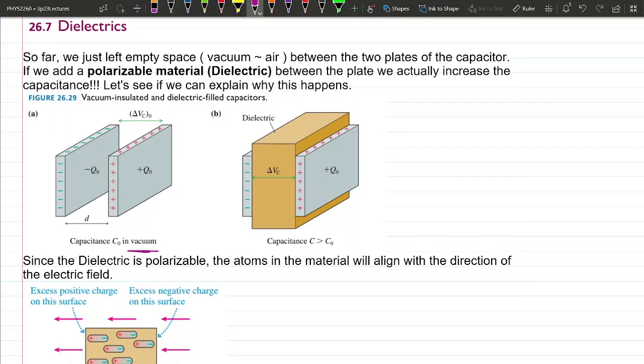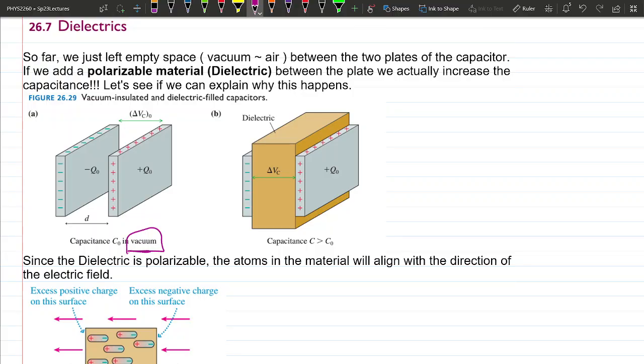When there's nothing between the two, we call that a vacuum. There's just nothing between them. But you can stick something between the two. This thing that looks like a stick of butter is called a dielectric. What happens when we stick a dielectric between these two plates is that it actually increases the capacitance. It makes our capacitors, well, bigger.